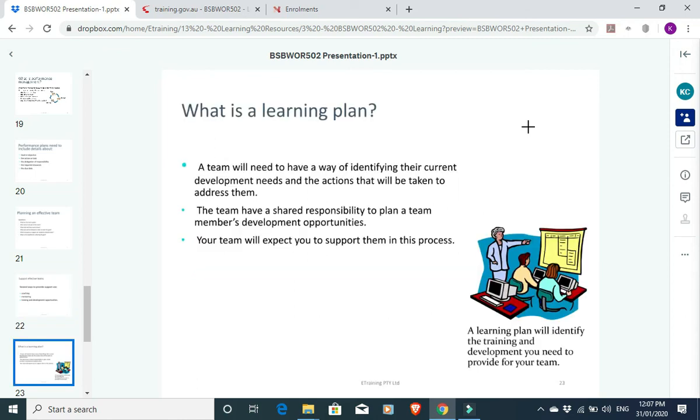And then, what is a learning plan? A learning plan is a way of identifying current development and taking action, and the team has a shared responsibility to plan a team member's development. So as a team, you might identify a need, and you take shared responsibility in sharing information, training one another, and using your experience to better all the team's skills.